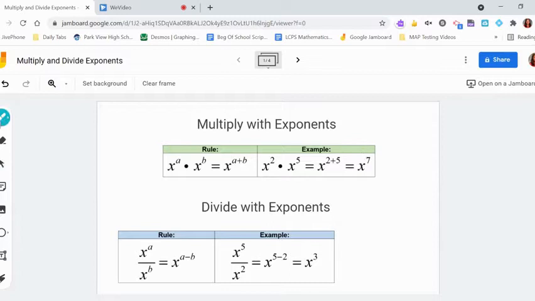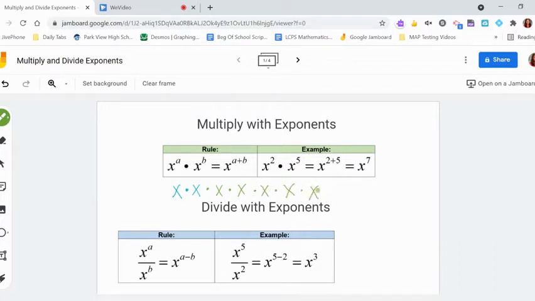Now, why do we do that? Okay, we do that because if you write it out, x squared is going to be x times x. Okay, that's your x squared. And then I'm going to multiply that times 5 x's. 1, 2, 3, 4, 5.